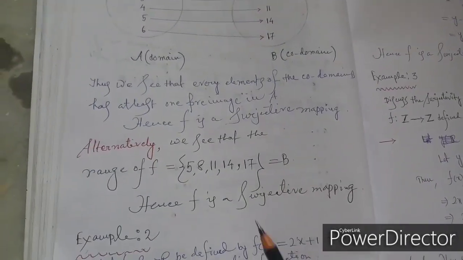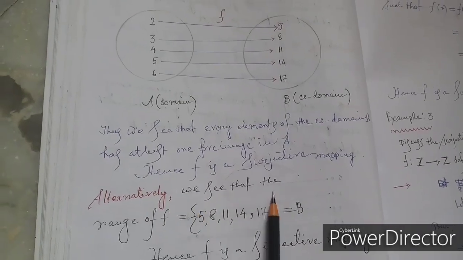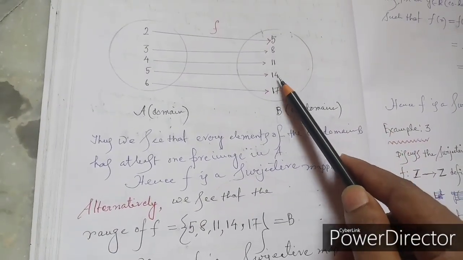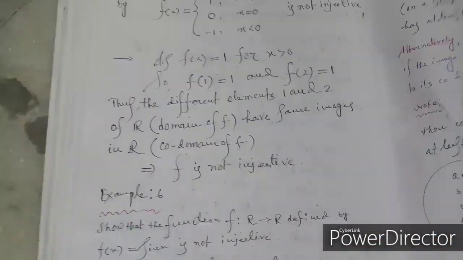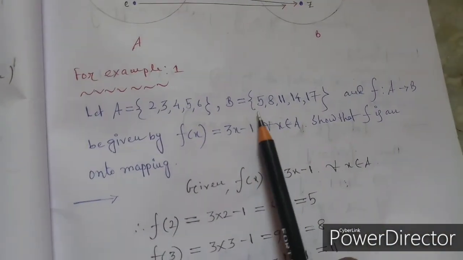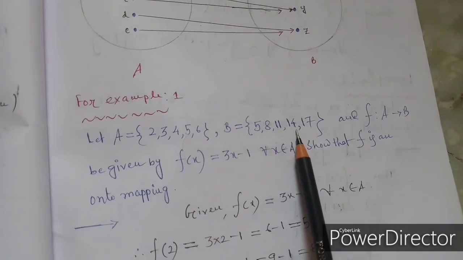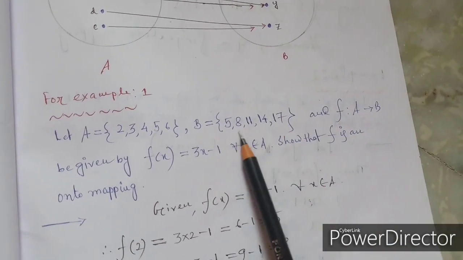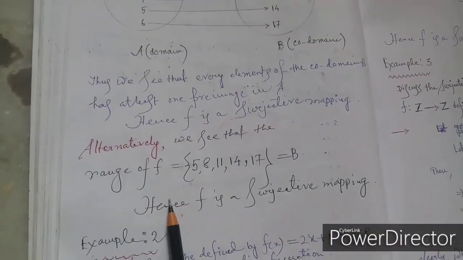So the alternative procedure is what? Look at that. We see that the range of f equals how much? {5, 8, 11, 14, 17} and that is equal to B. Look at that. What is your B set? {5, 8, 11, 14, 17}. That means your codomain. What is your codomain? This one is the codomain. So codomain and range should be equal here. That's why it's a surjective mapping.